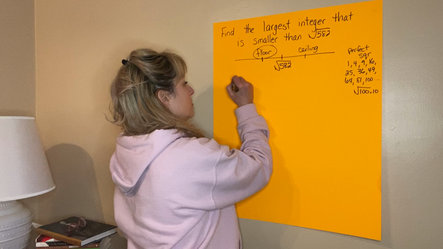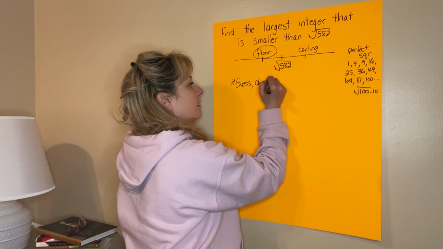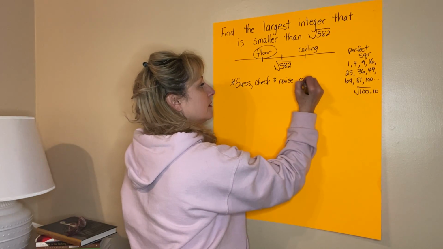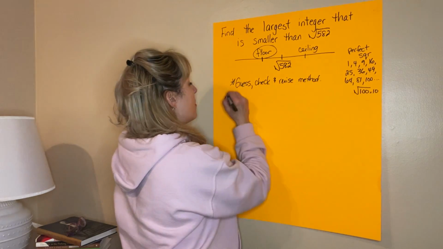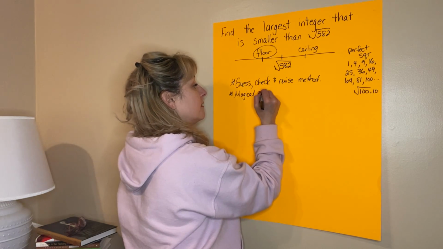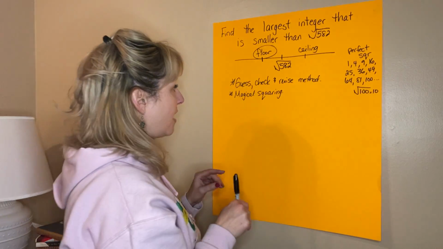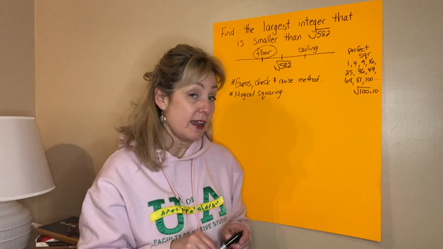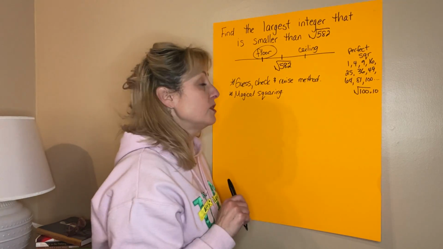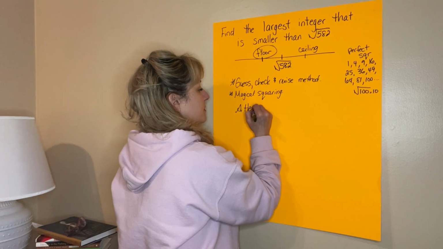So I'm going to use the guess, check, and revise method to find this out. I'm also going to do some magical squaring. And if I have a number that ends with a 5, when I'm squaring, I'll also show you a trick to do that quickly. So the first thing I'm going to do is make an attempt.